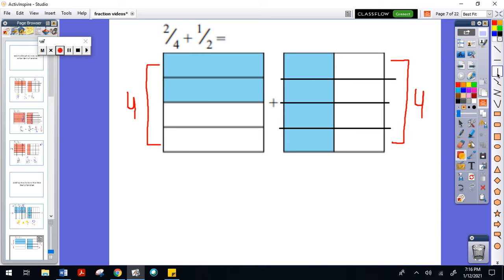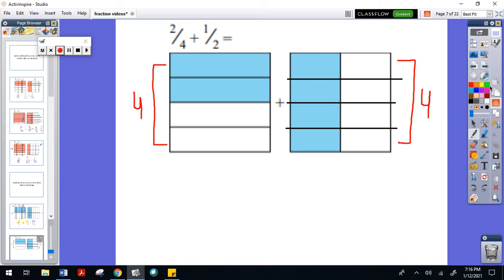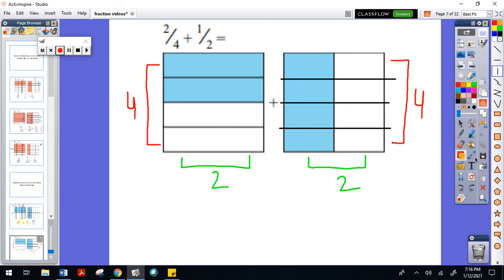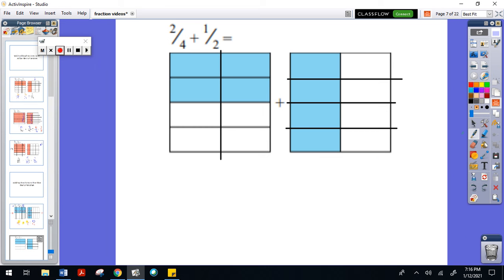And then I'm going to notice that I have 2 columns. So I'm going to have 2 columns. So I'm going to add a column right there. And now that gives me a common denominator. What is the common denominator that we see here? Exactly, it's 8. Because we have 1, 2, 3, 4, 5, 6, 7, 8.